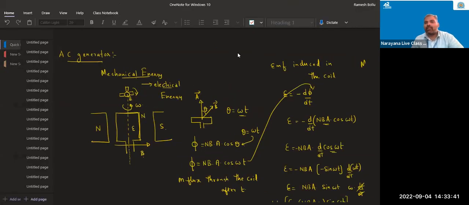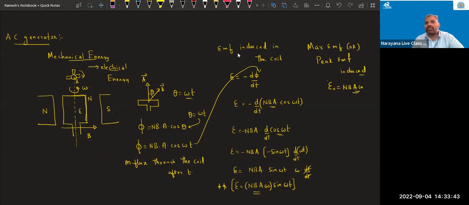So what is the peak value of the EMF induced? N into B into A into omega.